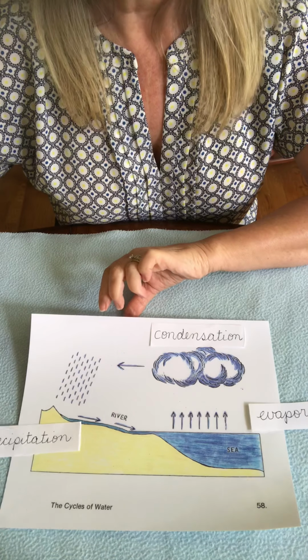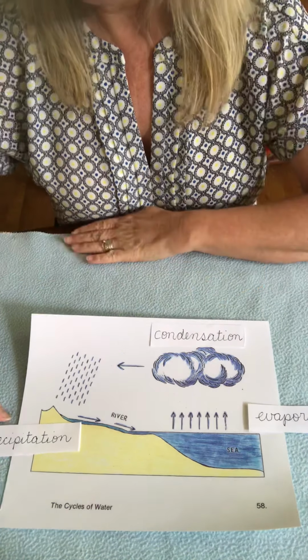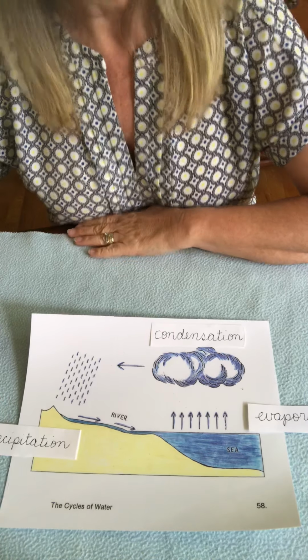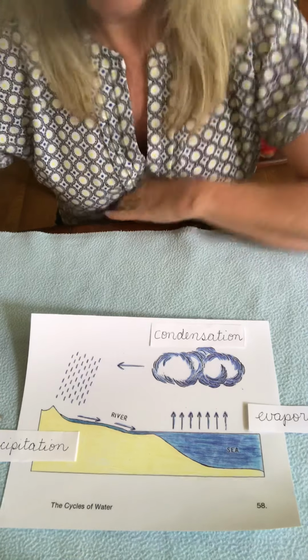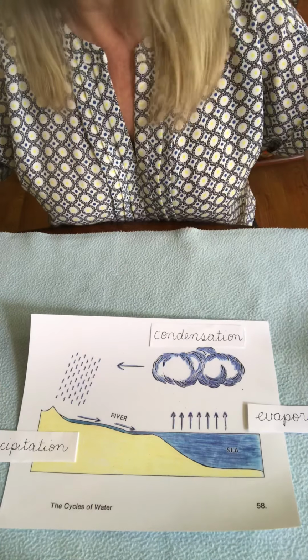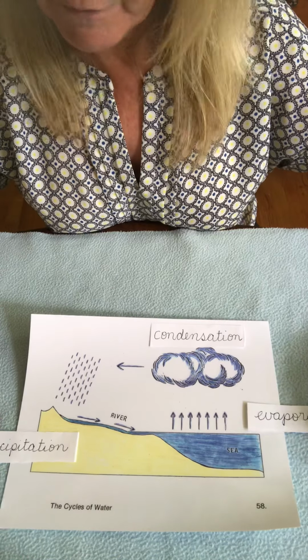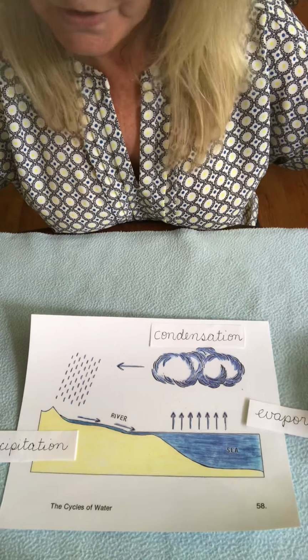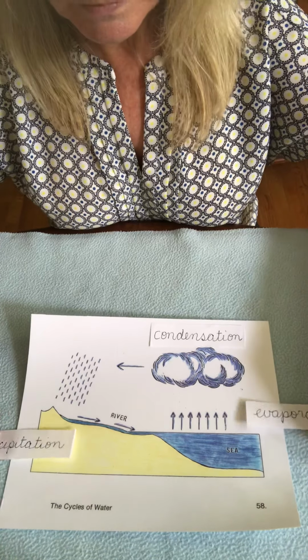So these would be our main stages: evaporation, condensation, precipitation. So some of the older children might like to add more detail to their water cycle. Don't forget we also have transpiration, because plants will give a lot of moisture back into the air, and that also becomes part of the water cycle. I'm going to put these to the side.